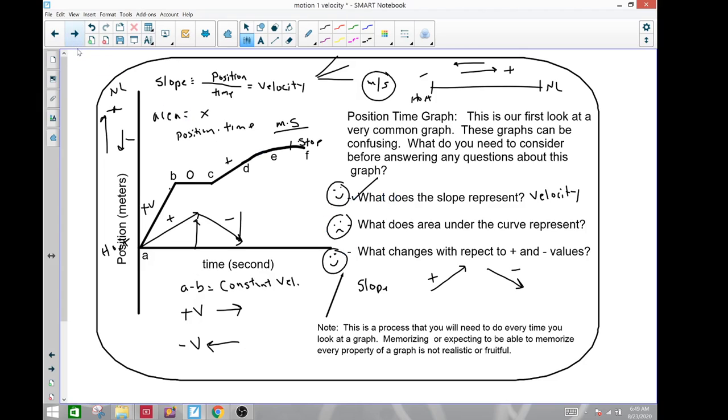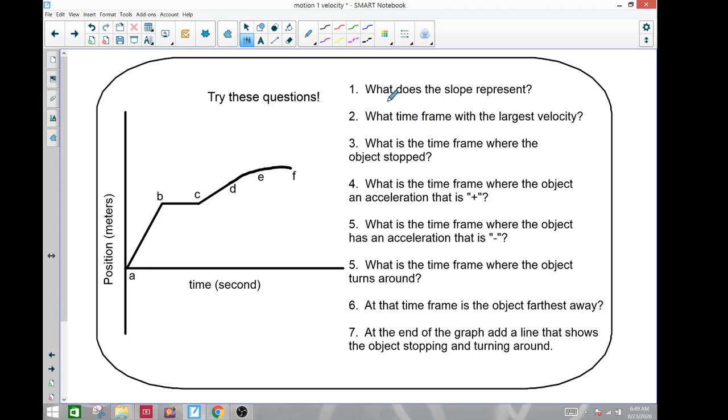All right, next one. Again, try these questions out. What does the slope represent? Velocity. Again, you should pause this video and try it out yourself. What time frame has the largest velocity? I kind of talked about it already. The largest velocity is probably the steepest point, which is AB. What is the time frame where the object stopped? BC.